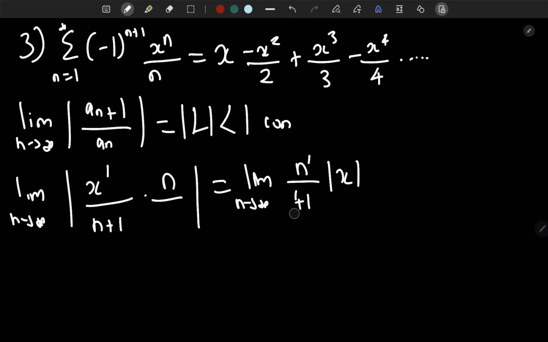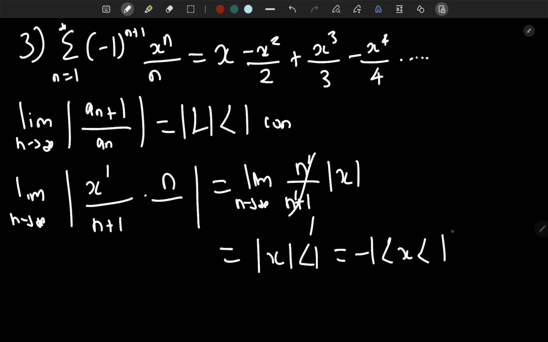So this part here is just going to be equal to 1 multiplied by x, the absolute value of x here. So let me rewrite that. So here the final answer would be just equal to, since this part is 1, all we are left with here is just the absolute value of x, which has to be less than 1 for the series to converge. And let's rewrite this as the expanded version. So it's negative 1 less than x less than 1.